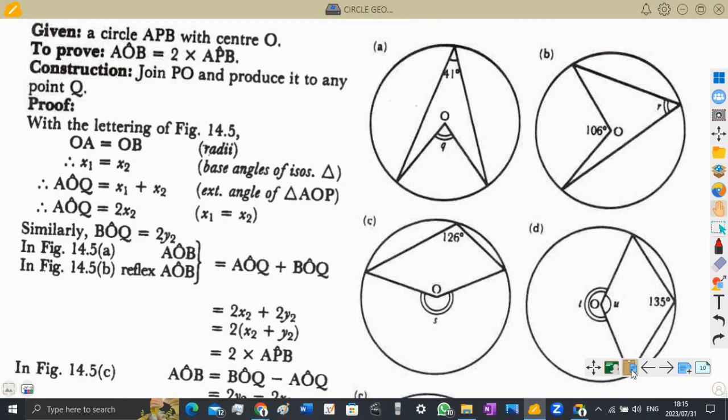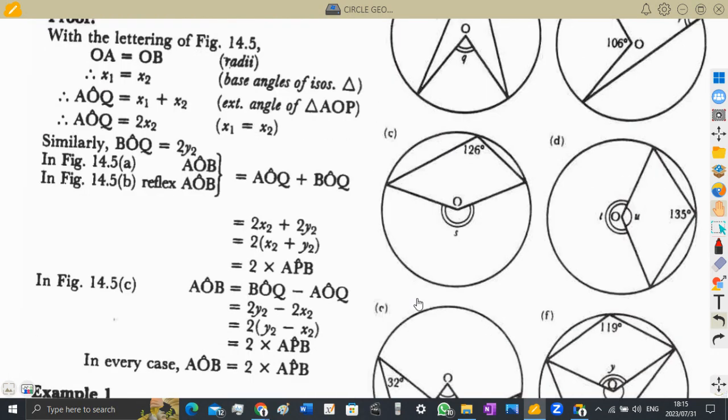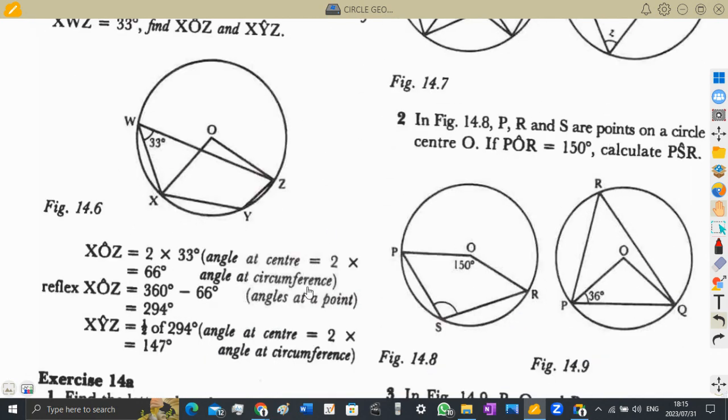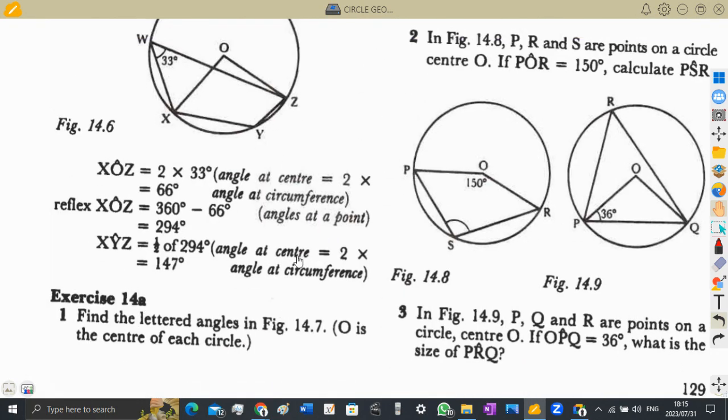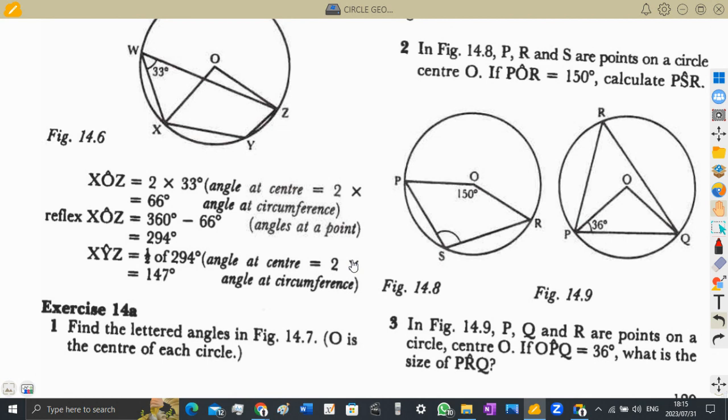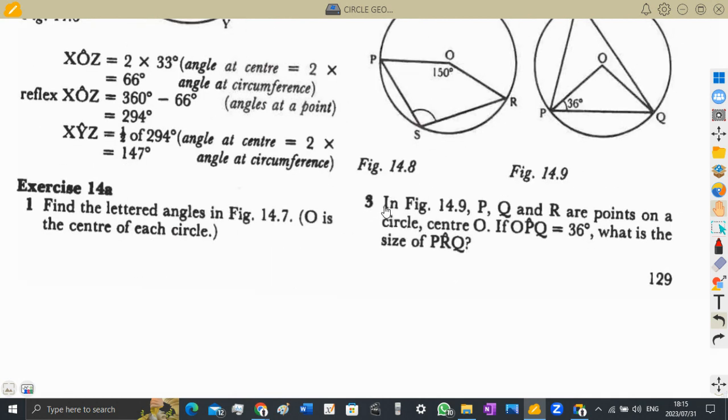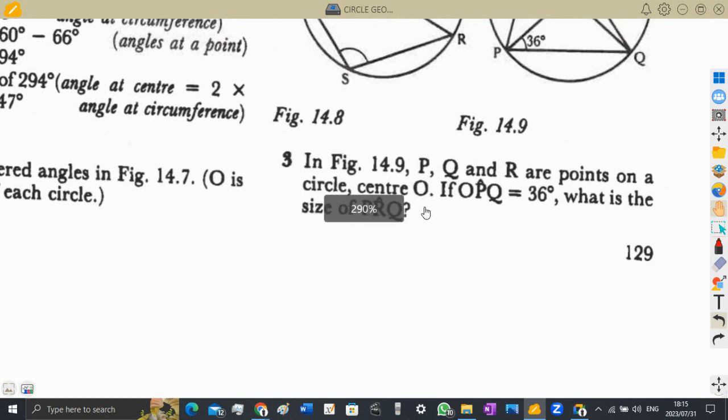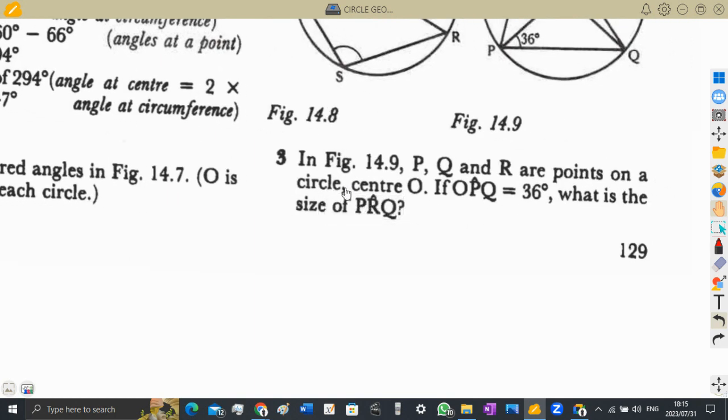That was an advantage of this one. Question number 3 from this exercise, and that was the first exercise, Exercise 14A. Is that so? Yes. All right, this question number 3, it's in Fig 14.9, P and Q are points on the circle center O. If OPQ is 36 degrees, what is the size of PRQ?